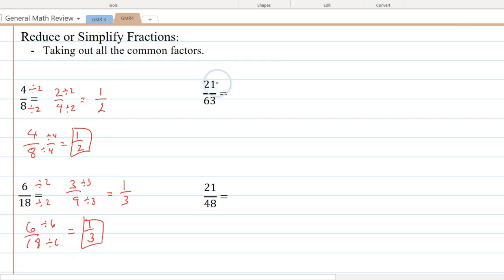Now, if you look at 21 and 63, you're wondering, well, what can I divide both of those by? One trick that you can use is simply add up the digits. What is 2 plus 1? Well, 2 plus 1 is 3. What is 6 plus 3? Well, 6 plus 3 is 9. I know that 3 is divisible by 3, and I know that 9 is divisible by 3. How does this help me? Well, it tells me that 21 and 63 are both divisible by 3. So that means I can divide by 3 and divide by 3. Whatever I do to the top, I do to the bottom.